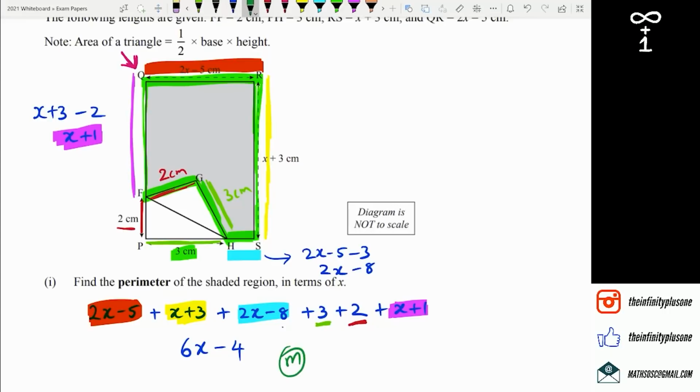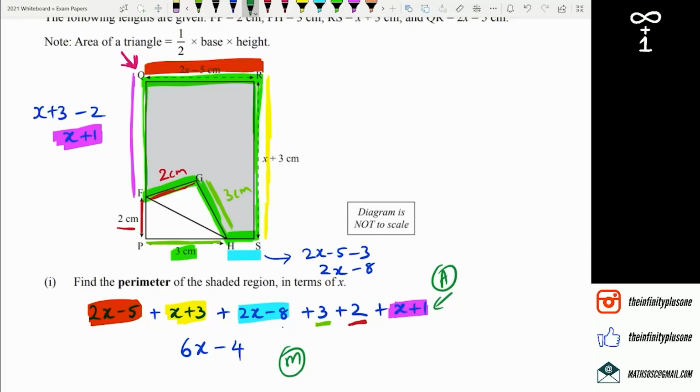Grades wise, this ends up being a 6x minus 4 gets you a merit straight away. Establishing the expression for the perimeter gets you an achieved. So getting to this part right here gets you achieved. And then if you get the wrong answer, but you got that first line correct, you can still get an achieved for that as well.